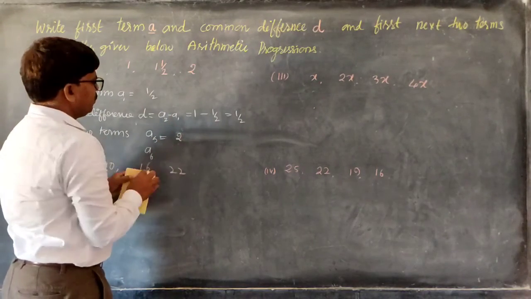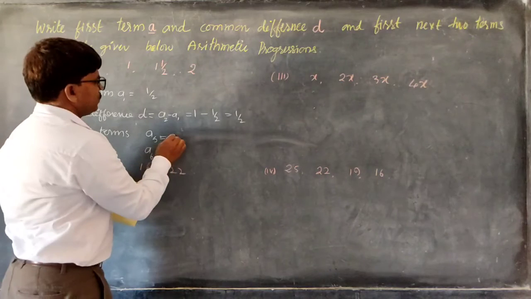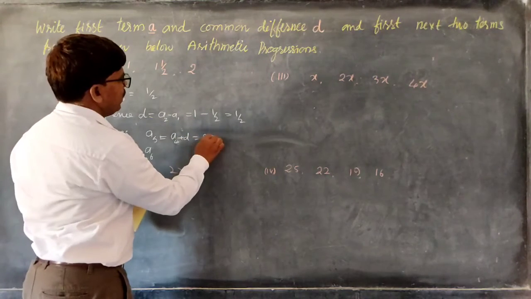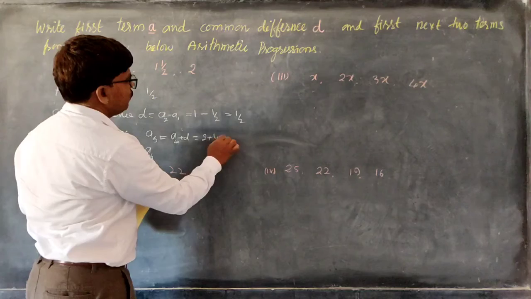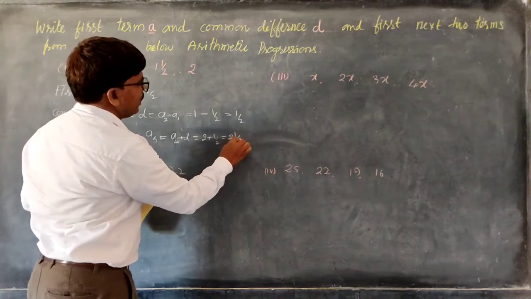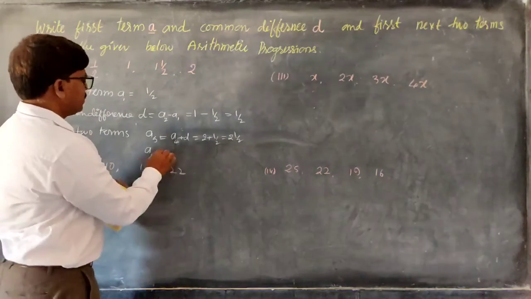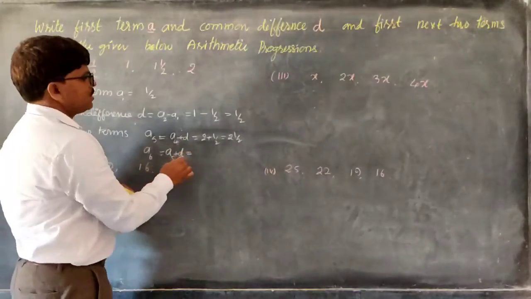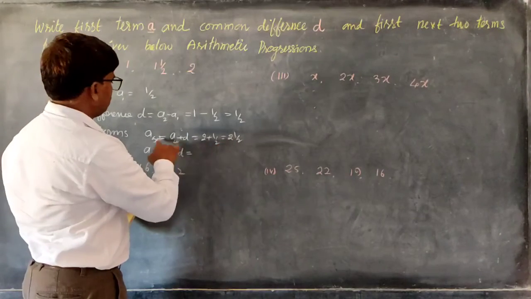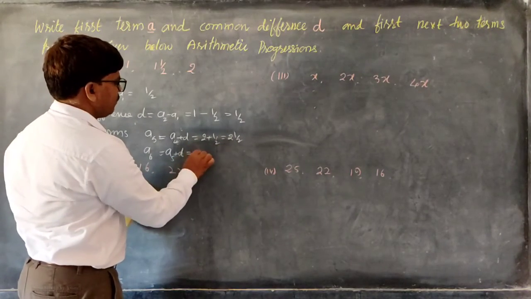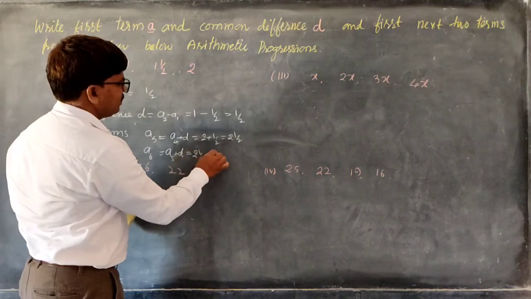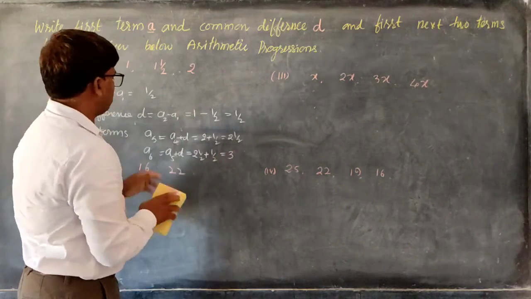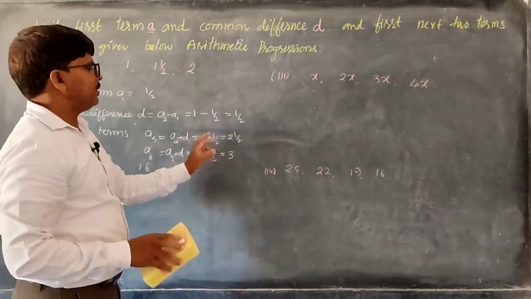The fifth term is the fourth term plus D. The fourth term is 2 and the common difference is 1 by 2, so we can write 2 and a half. Now the sixth term is the fifth term plus the common difference. So what is the fifth term? This is the fifth term, 2 and a half, plus the common difference 1 by 2, which is equal to 3. Okay. So these are the next two terms, the fifth term and sixth term.